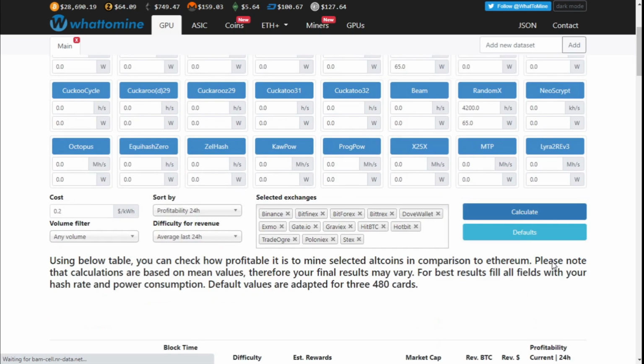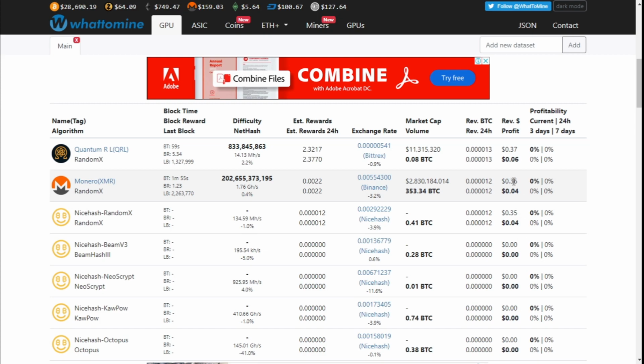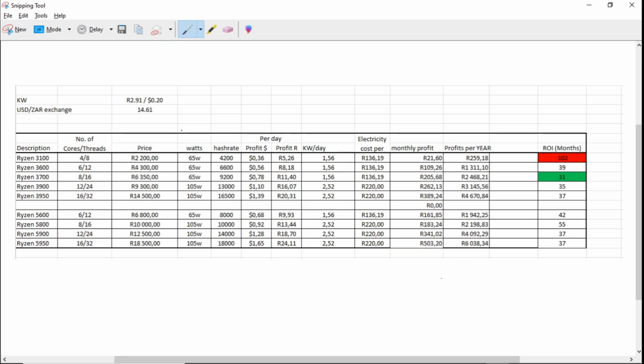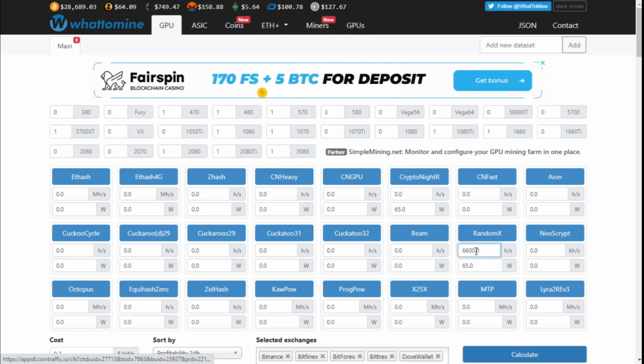Let's calculate that. Okay, profits were at 41 cents. It's now at 36 cents, but as you can see, it's not very profitable. You have about 4 cents after electricity. So let's use the 3600, which is 6600 at 65 watts. So I've populated 6600 hashes per second at 65 watts.